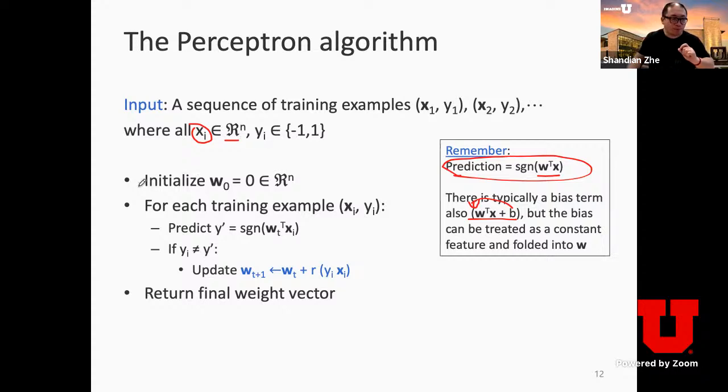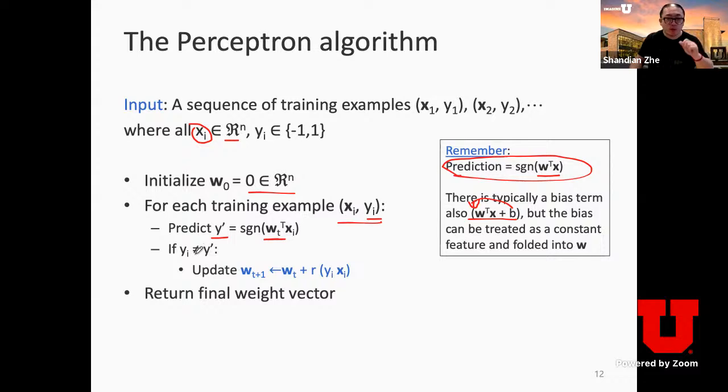In the very first step, we initialize our weight vector simply as 0. Then we sequentially go through each training example, xi and yi. We first use our current model, parameterized by WT, to make the prediction, so as to get our prediction y prime. Then we check if our prediction is the same as the ground truth yi. If yi is equal to y prime, then we do nothing. This is also called lazy learning. Now that our current model can correctly predict the incoming training example, we switch to the next training example.